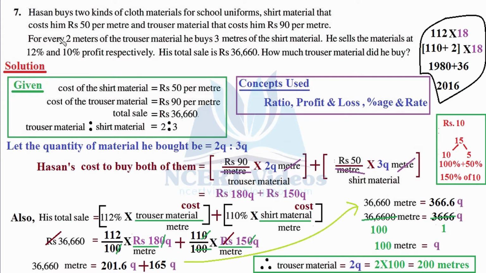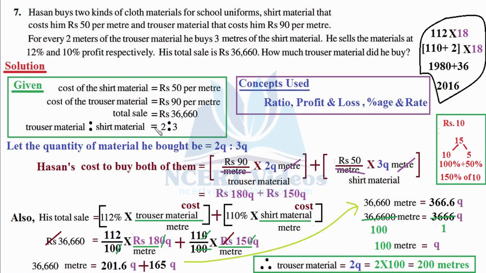Now let's study another statement. For every 2 meters of the trouser material, he buys 3 meters of the shirt material. It is a ratio concept, but it is not giving the actual quantity. It is giving it in comparison. So we write the same. Trouser material, this is the symbol of ratio, shirt material is 2:3. Always bear the order in mind.